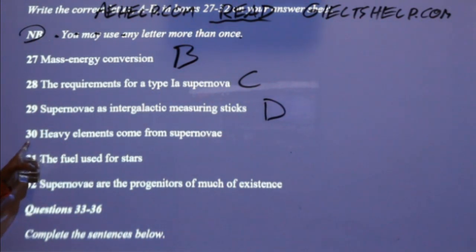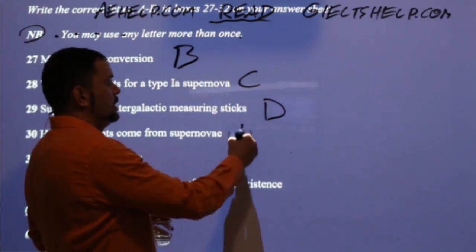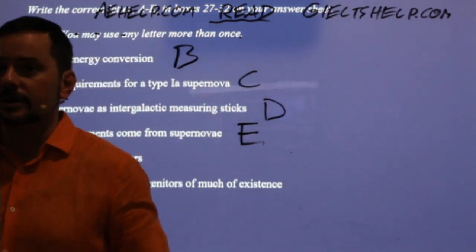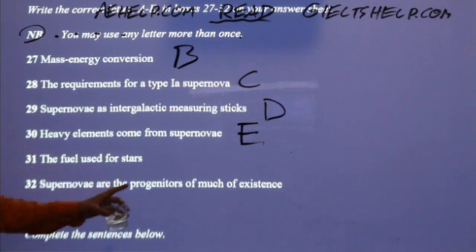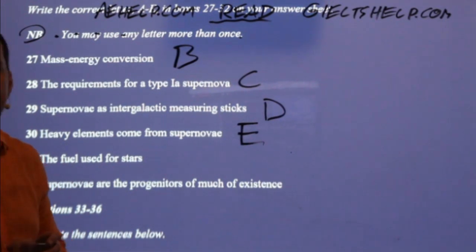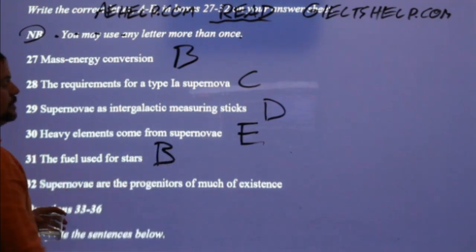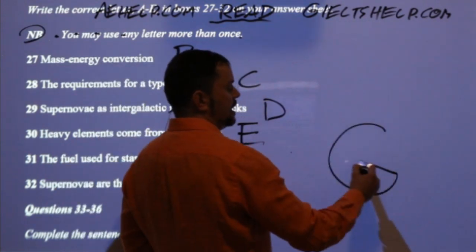Number 30, heavy elements come from supernova. Heavy elements would be like silver, gold. E, very good. Yeah. So that was E, right? Hopefully you visualized the silver, the gold. Okay. 31, the fuel used for stars. Number 31. What's the logical answer for that? Dry Prune says B. Sue says B. Baral says B. Hikmatillo says B. Absolutely B. What is the fuel? Let's see how clever many of you were. I remember this very clearly because when I was the Pac-Man, right?